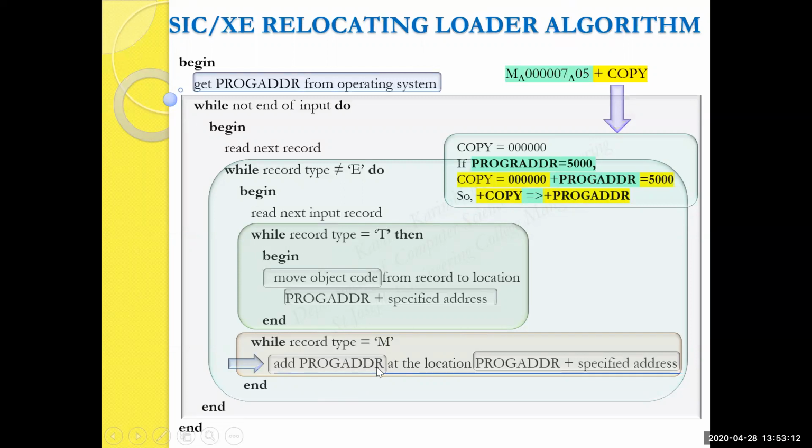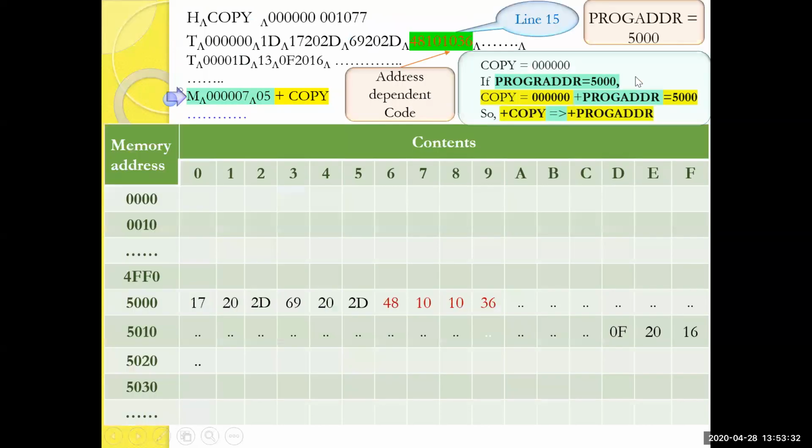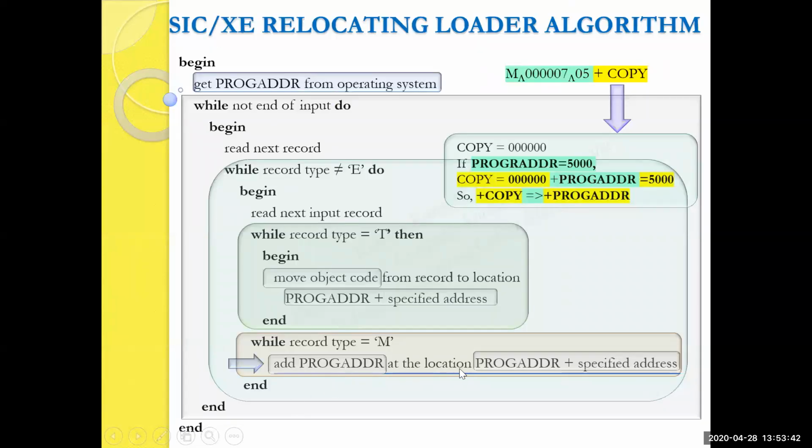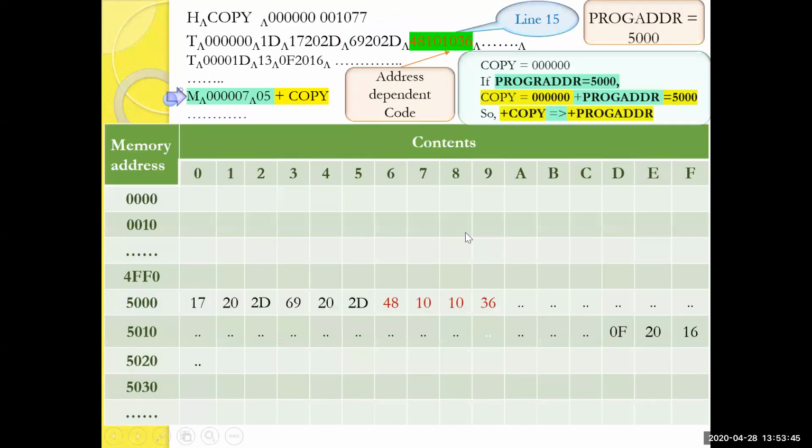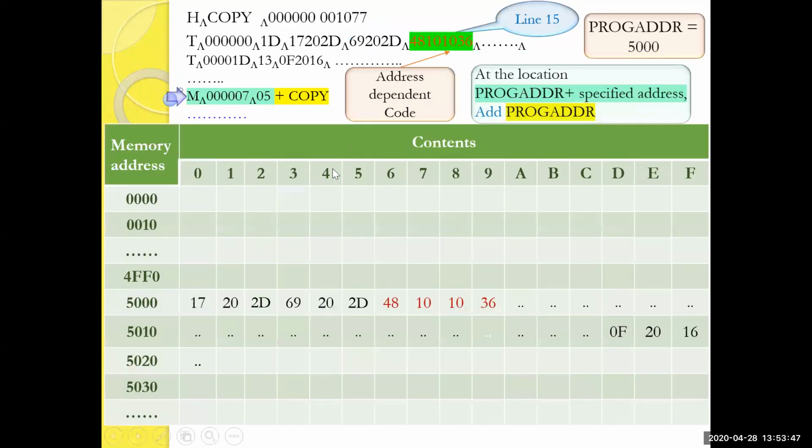This means that this is actually the starting address of the program itself that is to be added. And where do we have to add it? It has to be added at the location specified address plus program address. Specified address is 7, 7 plus program address, which is 5000. At the location 5007, we need to add the program address. We were currently processing the modification record. Now when the loader sees this record, since the record type is M, it adds the program address at the location program address plus specified address. We will see now how this works.